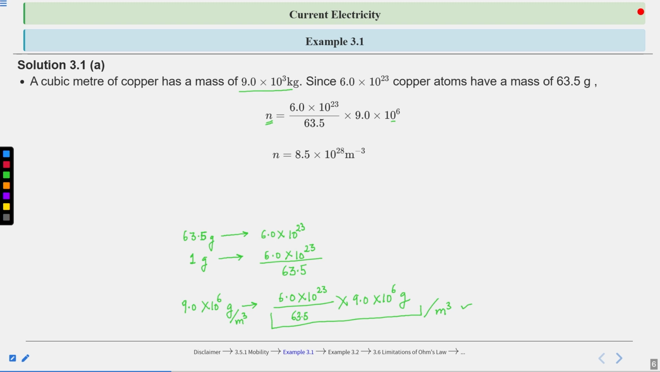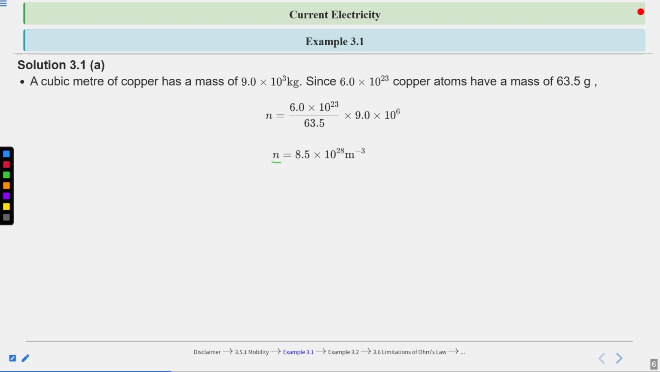Okay, so it is also given, after solving, n is equal to 8.5 into 10 to the power 28 per meter cube. 8.5 into 10 to the power 28 is the number of copper atoms present per meter cube. m to the power -3 means per meter cube. Since one copper atom contributes 1 electron, the number of electrons per meter cube of copper is also the same, which is 8.5 into 10 to the power 28 per meter cube. So we have found the number density of electrons.